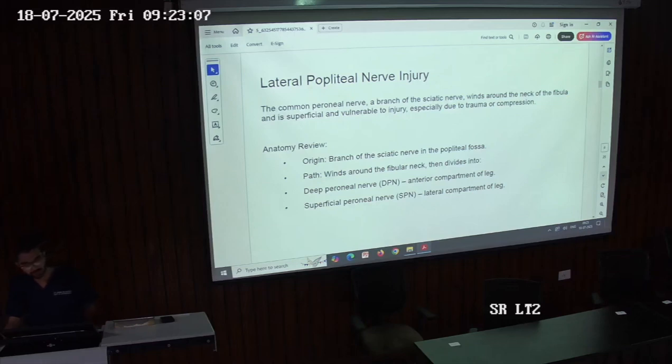So yeah, the origin of this common peroneal nerve will be in the popliteal fossa. It is the branch of the sciatic nerve, and as I told, it winds around the fibular neck, and then it further divides into the deep peroneal nerve and superficial peroneal nerve. Deep peroneal nerve goes to the anterior compartment of leg, and the superficial peroneal nerve goes to the lateral compartment of the leg.